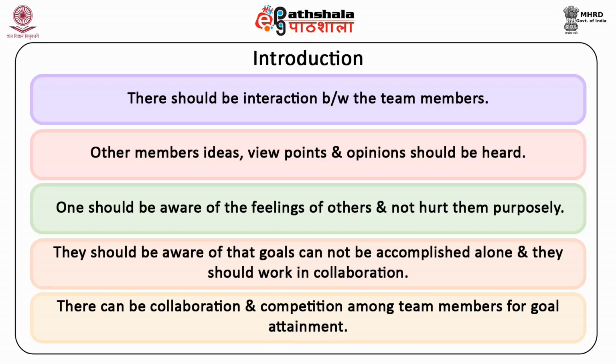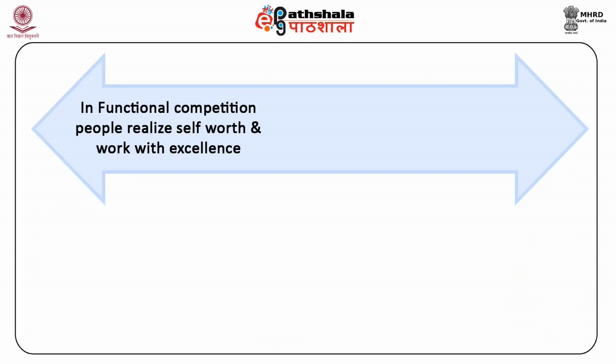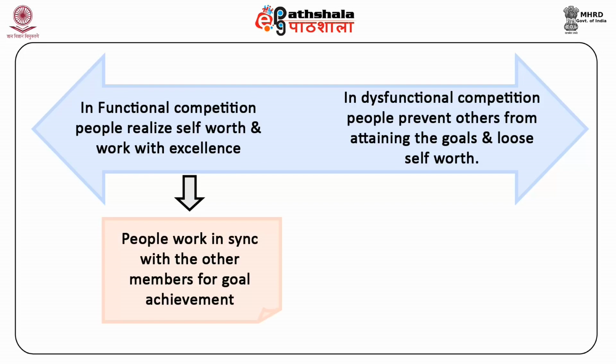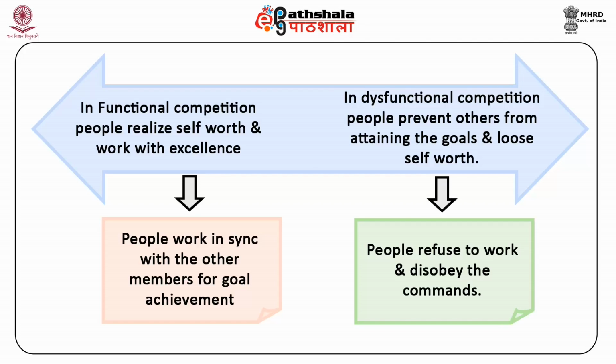There can be collaboration and competition amongst the team members for the goal attainment. In functional competition, people realize self-worth and work with excellence, while in dysfunctional competition, people prevent others from attaining the goals and lose self-worth. Likewise, in functional collaboration, people work in sync with the other members for goal achievement, and in dysfunctional collaboration, people refuse to work and disobey the commands.